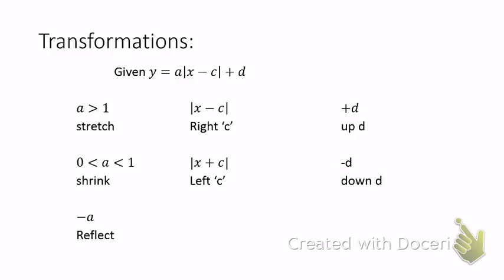So remember, when we talked about transformations in the first marking period, we have the same letters at the same positions. So A is going to be found directly in front of the absolute value. If A is more than 1, we would call that a stretch. If A is between 0 and 1, we would call that a shrink. And if we see that A is negative, first of all, A being negative has no bearing on either a stretch or a shrink. The negative by itself is what we call a reflection.